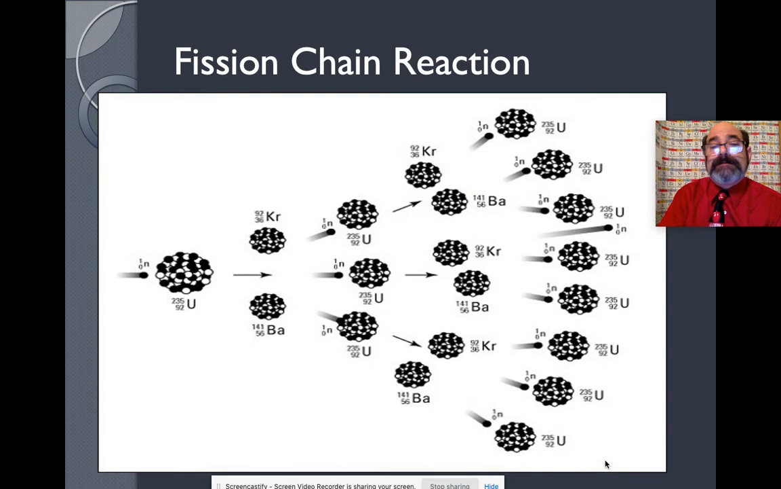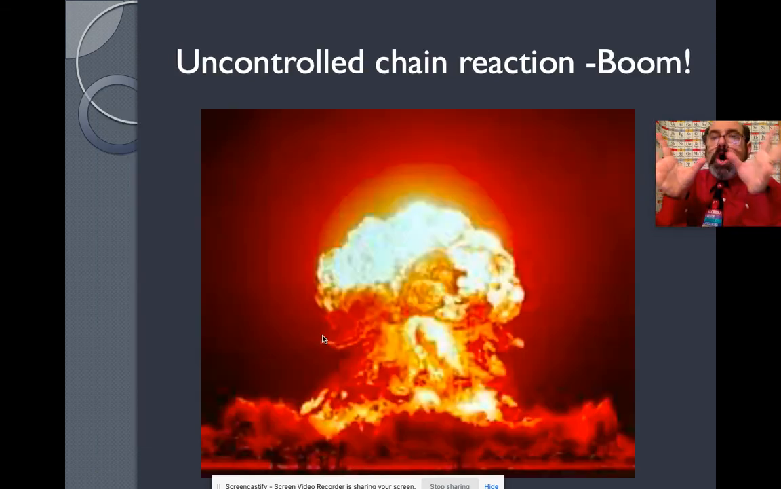That sounds very interesting. So here's another picture. If one goes in, 3 come out, then those 3, if they're able to slow down and hit 3 more uranium-235s, they're going to do it again. And then they're going to tell their friends, and they're going to tell their friends, and so on and so on. And it's going to go viral. It's a chain reaction. And if it goes continuously like that, uncontrolled, oh no, what happens? Boom! It's a nuclear bomb.